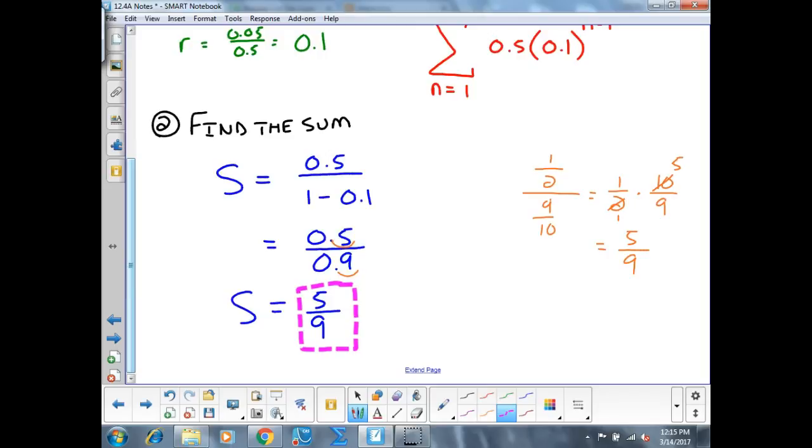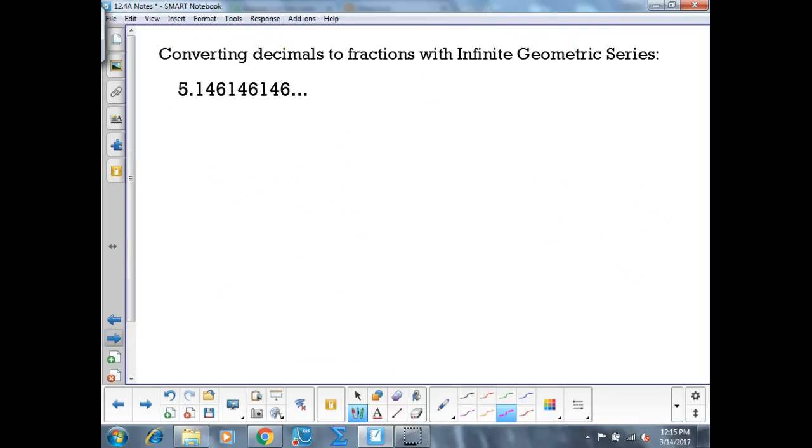Questions on that one? Now, on this type of problem, you're going to ignore the 5, and you'll bring that back in the end. So for now, ignore the 5. Okay? Try this one.